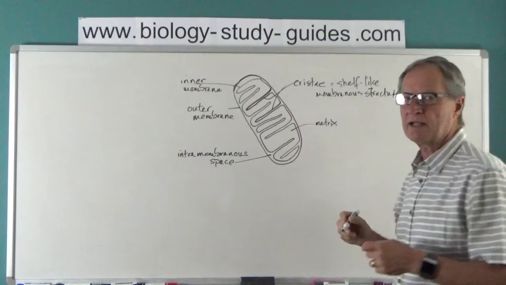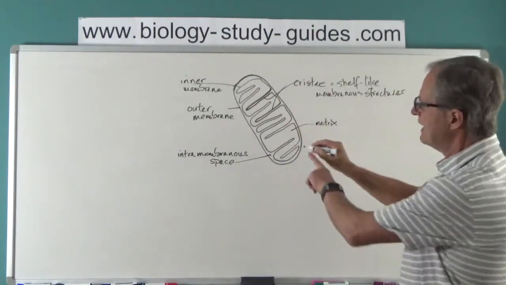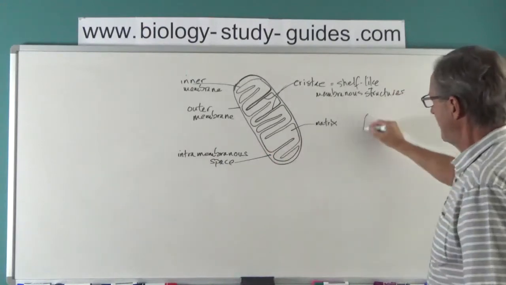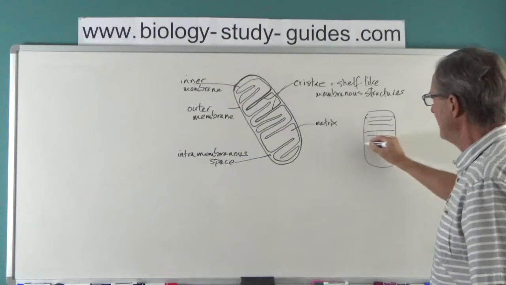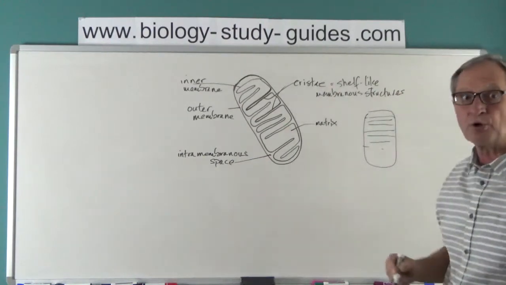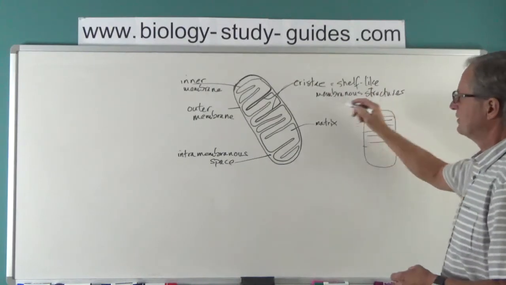And I suppose they may get their name, if you think about it, if you take a look at this thing and narrow out the spaces a little bit and draw it vertically, you wind up with an appearance that may look more like that. So it looks more like a bookshelf than anything else. So these cristae then are the membranous structures inside.